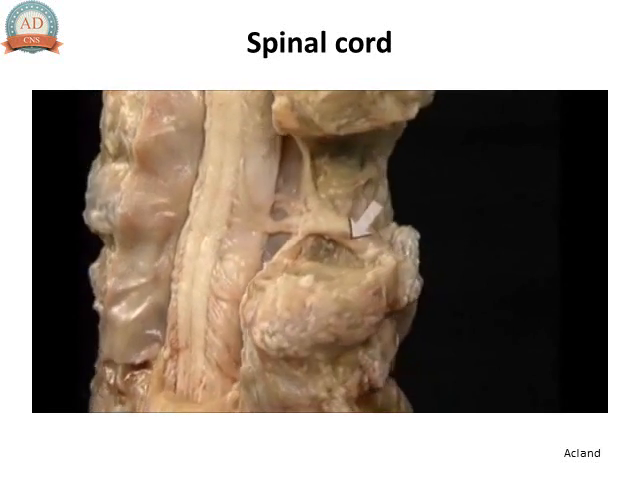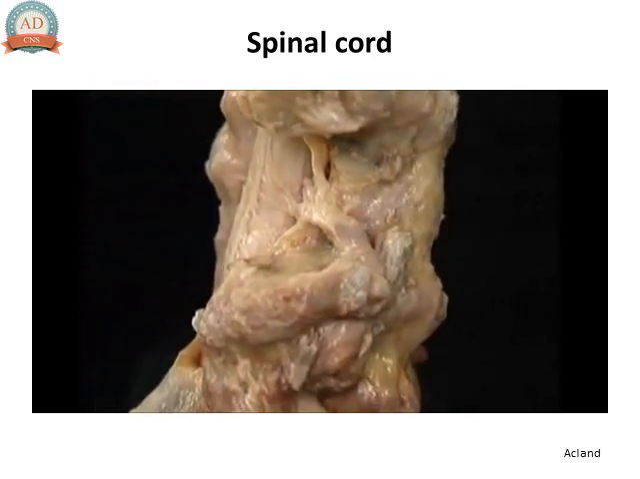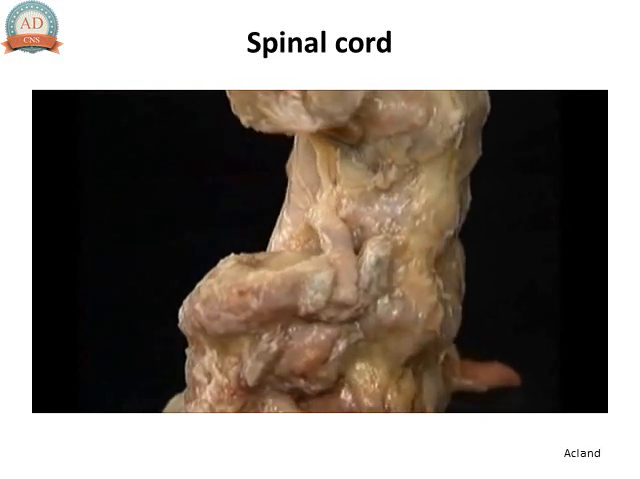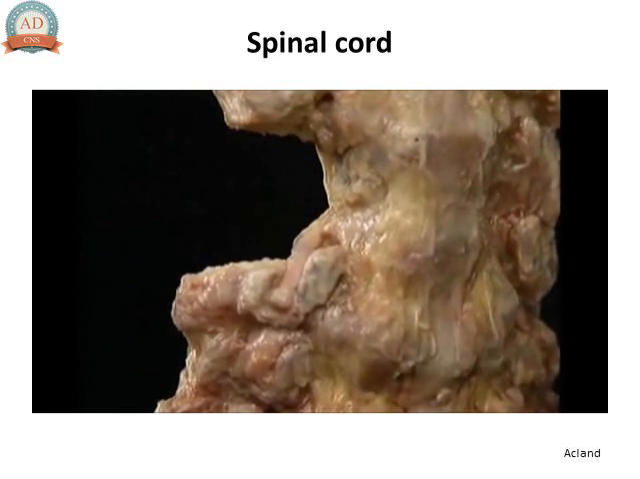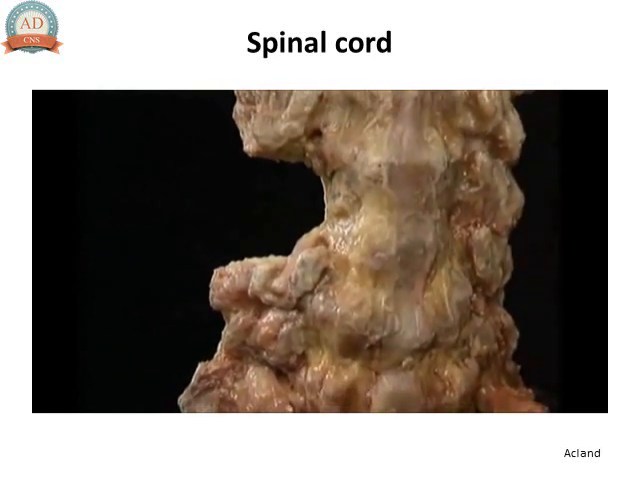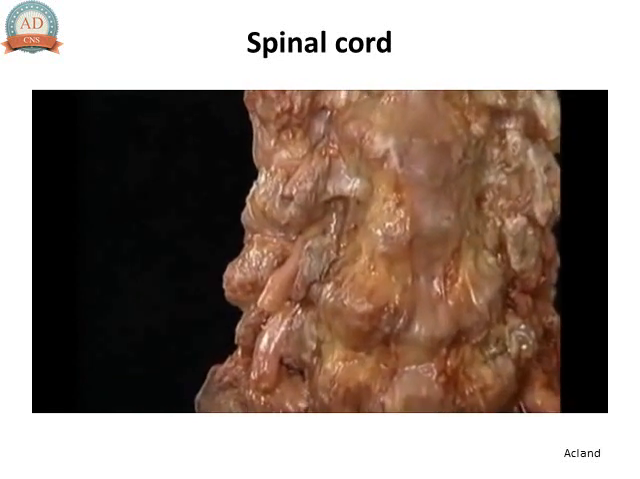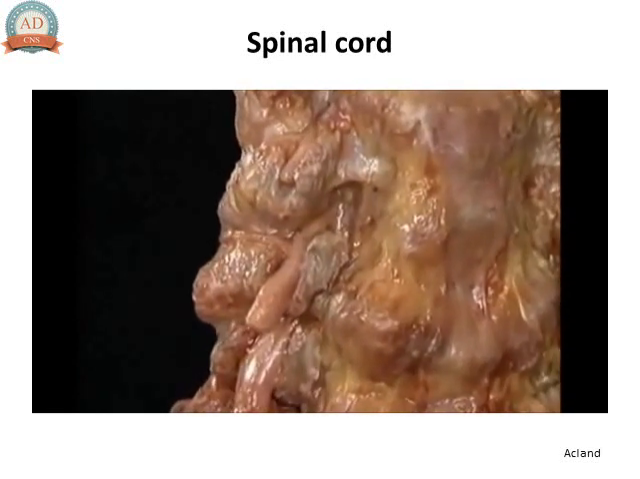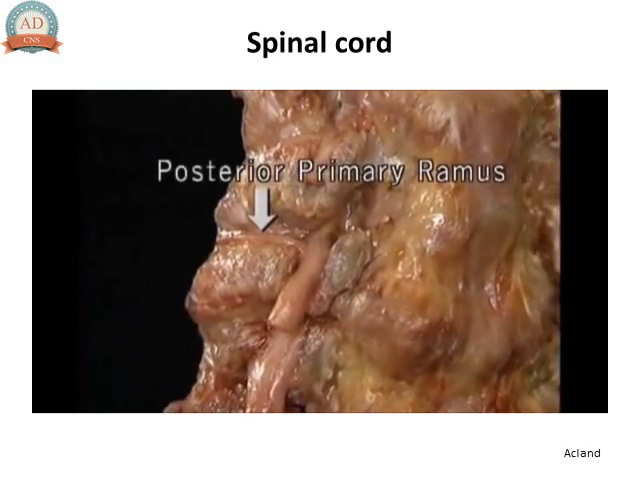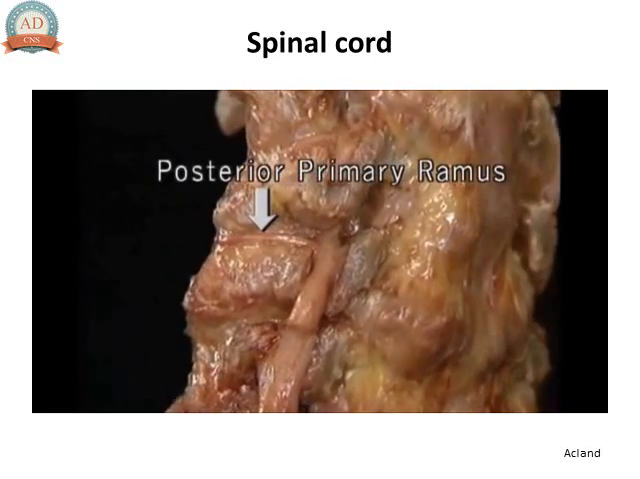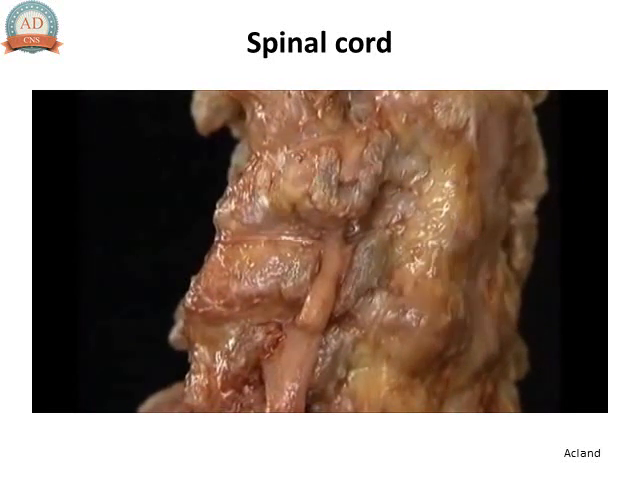This thickening at the very beginning of the spinal nerve is the dorsal root ganglion. The spinal nerve passes forward and laterally to emerge from the intervertebral foramen. To see that more clearly, we'll go back to the preceding stage of the dissection. As the spinal nerve emerges, it divides into this small posterior primary ramus and this much larger anterior primary ramus.